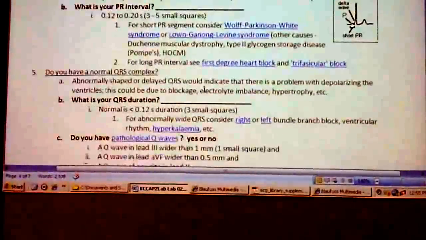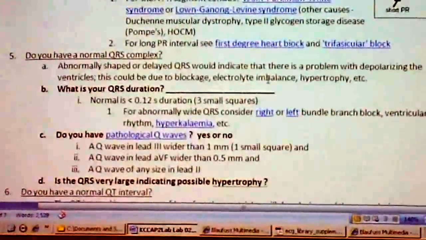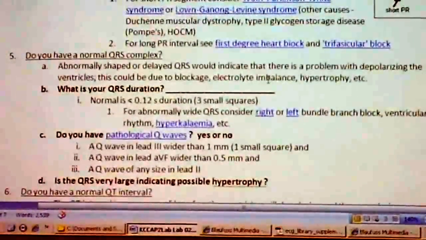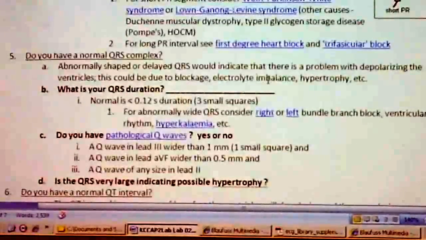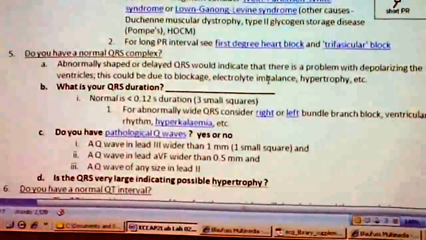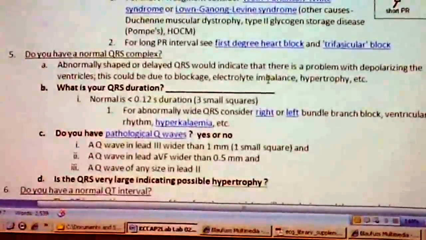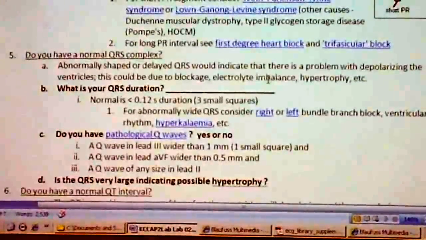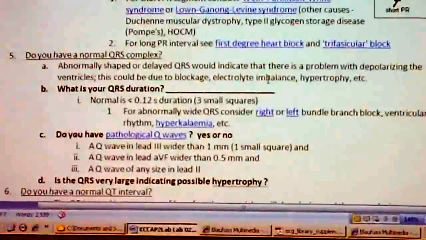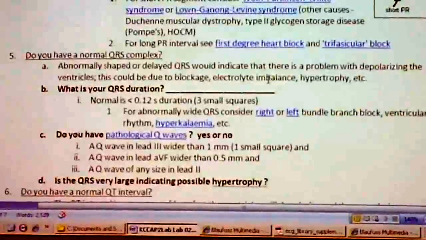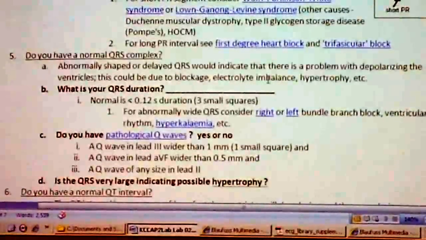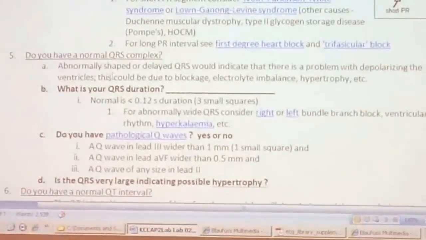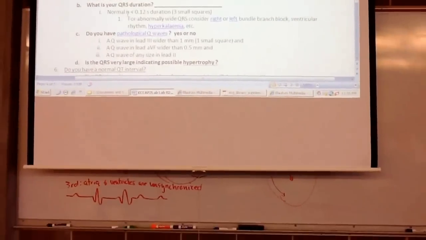Our next one is the QRS complex. We're looking at the shape of it, the duration of it. To be honest, the only one I think we can do with our EKG machines is the first one, what's your QRS duration. I really wouldn't trust the pathological Q waves, or whether the QRS is very large. You can't really determine the size of the QRS and use that as a diagnostic, because it depends on so many other things, like are you hydrated? Do you have a lot of subcutaneous fat? So males versus females would be different. It's hard to measure the amount of voltage because so many other things go into that. But we're going to do, what is your QRS duration?